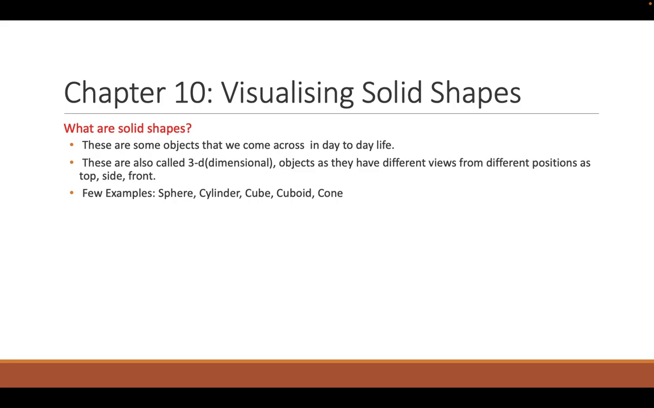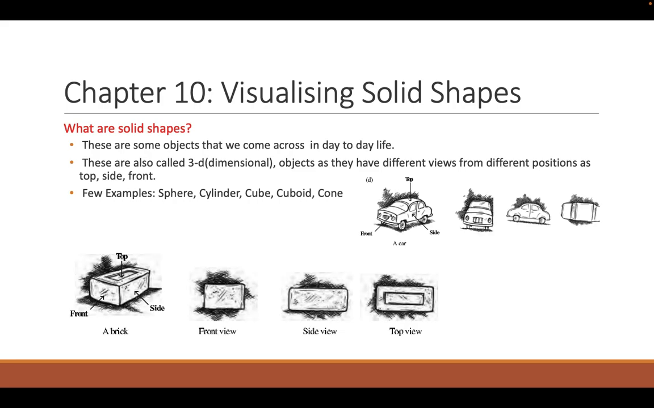So what are solid shapes? These are some objects that we can come across in daily life, obviously, because we're talking about three-dimensional objects. These are also called 3D or three-dimensional objects, as they have different views from different positions, such as top view, side view, front view. A few examples of solid shapes are sphere, cylinder, cube, cuboid, and cone. So here you see what the solid shapes are. We are giving one example, also from the NCERT textbook.